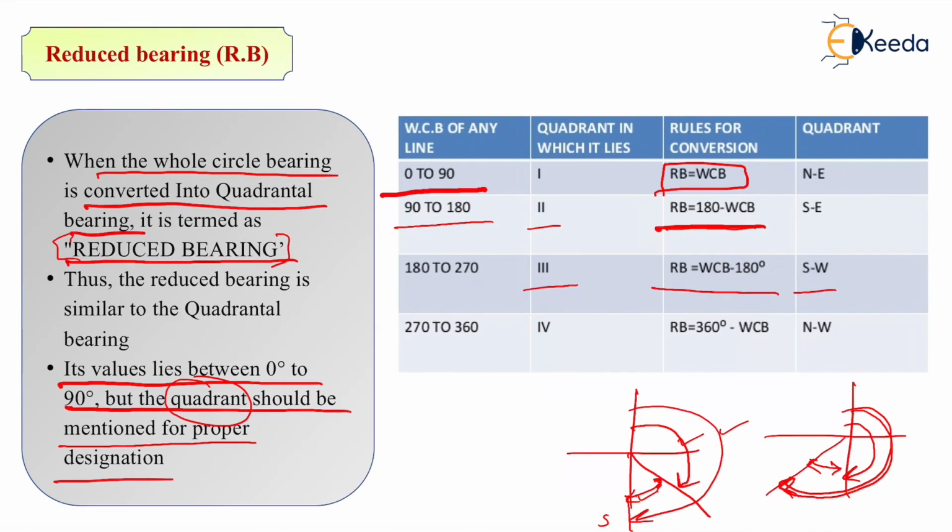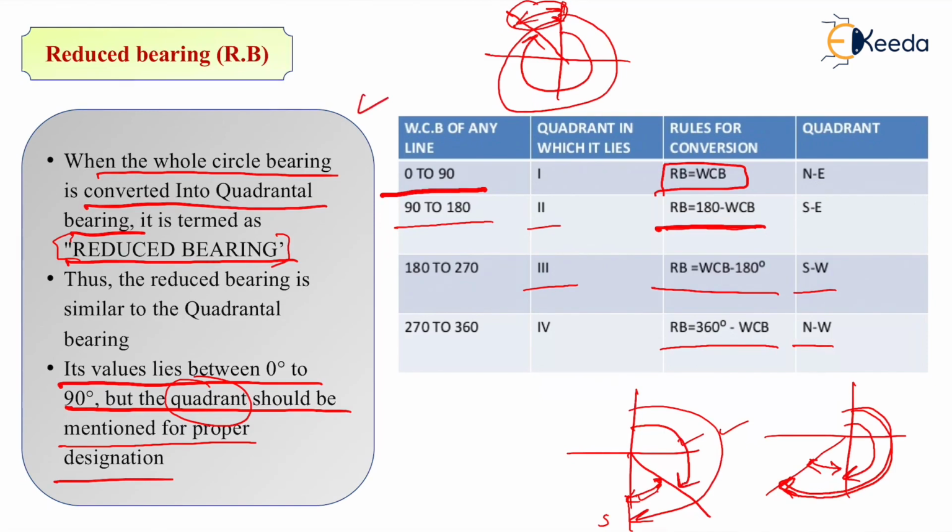In the fourth quadrant, the last quadrant, if my line lies in the fourth quadrant, we know the WCB reading. As we know, the complete circle is 360 degree and this line is nearest to your north. Then how will we find this? Total angle 360 degree minus your WCB. So we will get RB over here and the quadrant will be northwest. So this table we have to keep in mind while converting WCB to RB.